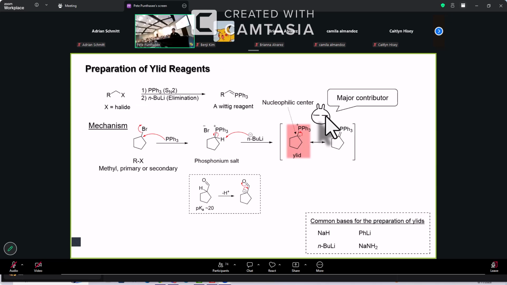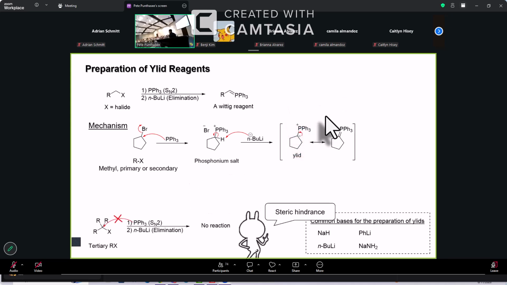Let's use it. Okay. Oh, one thing. This is an SN2 reaction. What's the limitation of SN2 reaction? Tertiary carbon, right? That's a problem. You cannot make an ylide on tertiary carbon. Does that make sense? You can do SN2 on primary carbon, methyl, primary or secondary, but not tertiary.